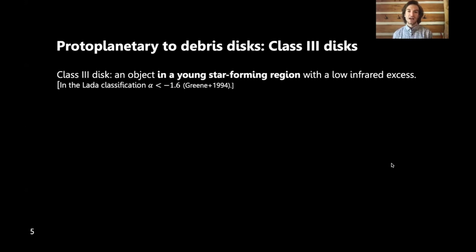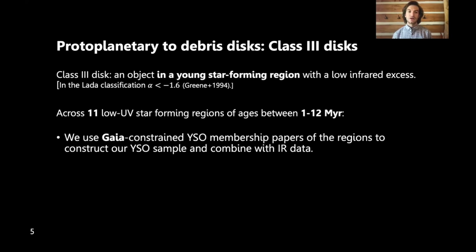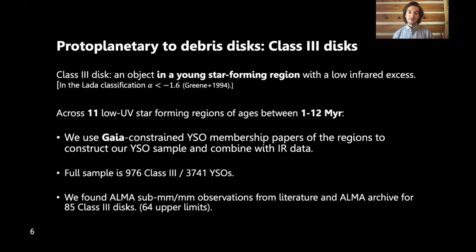So we set out to do this with an investigation into a larger sample of class 3 disks. For our purposes, a class 3 disk is an object in a young star forming region with a low infrared excess. Across 11 low UV nearby star-forming regions of ages between 1 and 12 million years, we use Gaia-constrained YSO membership papers of the regions to construct our large YSO sample, and we combine this with infrared data. We then retrieve a full sample of about 1,000 class 3 disks, and of those, we found ALMA sub-millimeter or millimeter observations from the literature and the ALMA archive for 85 class 3 disks.